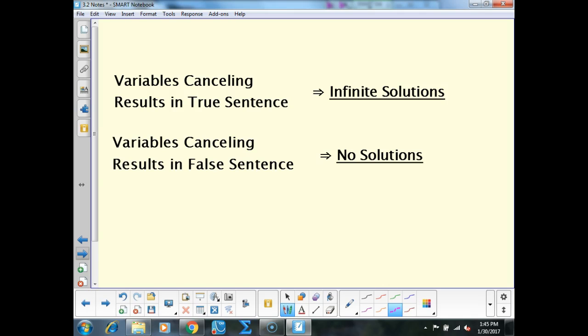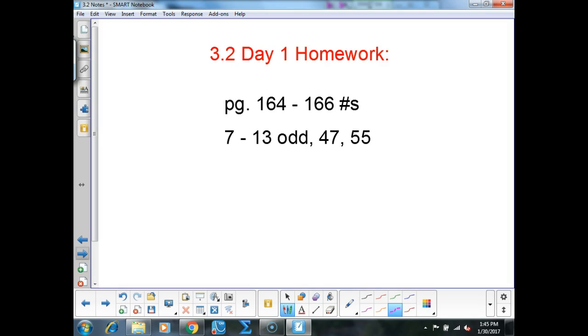I took the 3.2 homework and I broke it up into 2 days. So this is day number 1. Okay? Page 164 to 165. I think you only really have to go up to 165, is what they were saying in the last class. But it's 7 through 13 odds, 47 and 55. So that's a grand total of 6 problems. Okay? Due tomorrow.